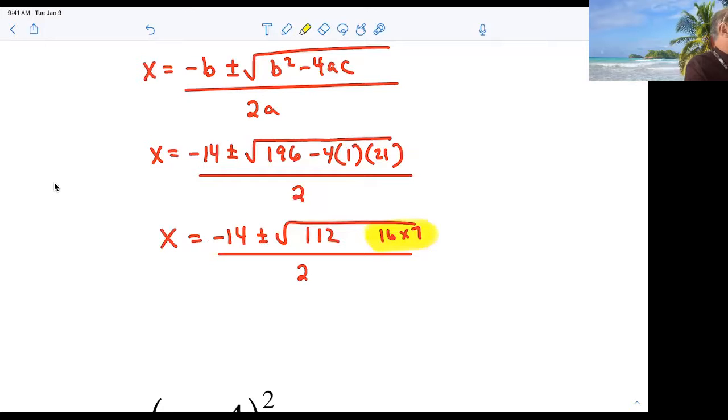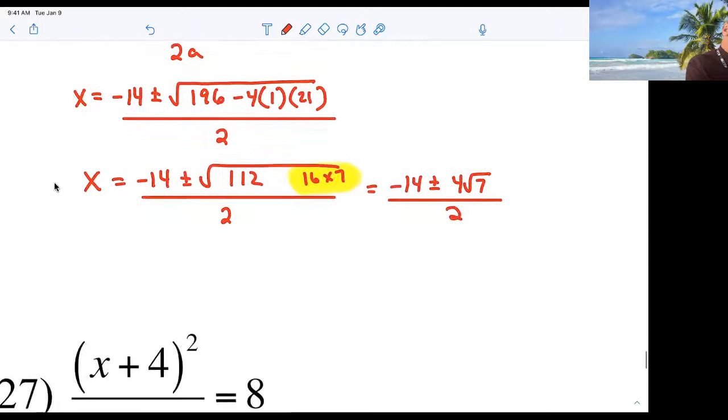All right, guys? So then he is correct. Negative 14 plus or minus, what is that again? 4 radical 7 all over what? 2. So then couldn't you just divide by 2? Yep, then you're dividing by 2. So negative 7 plus or minus 2 radical 7. Beautiful. That is the answer.